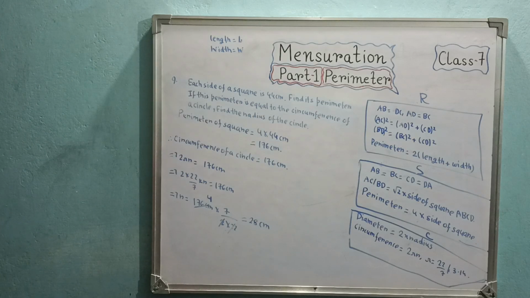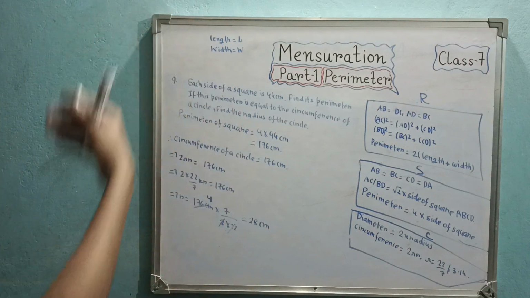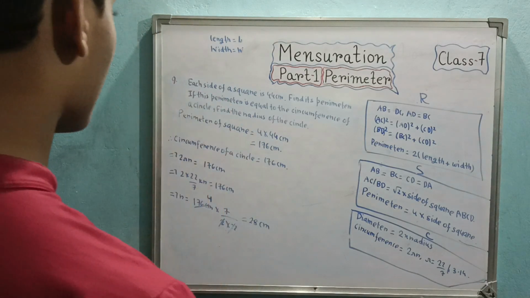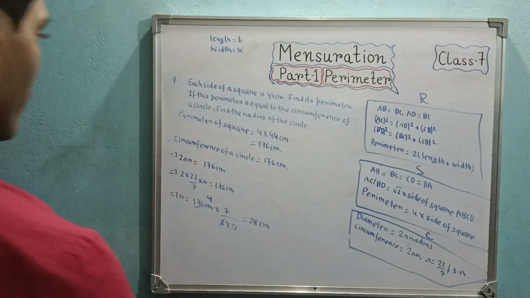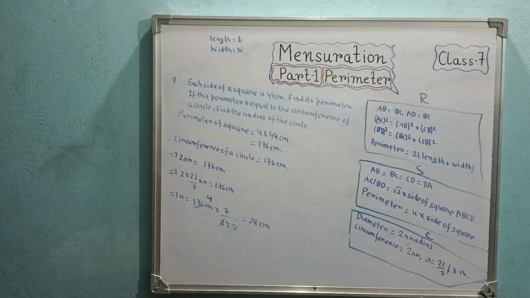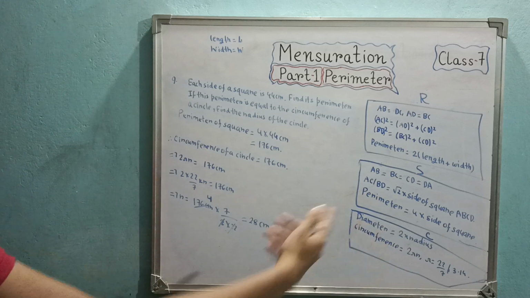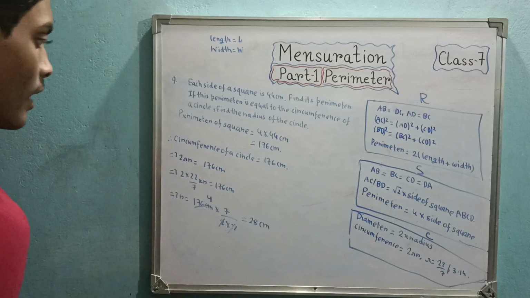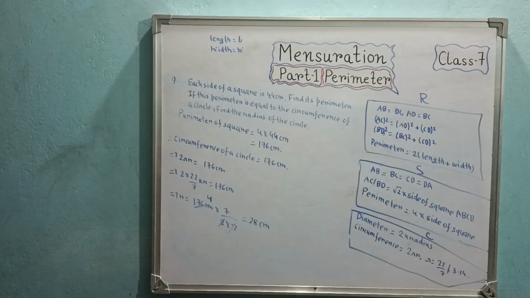So very easy again. First find the perimeter of the square, which is 4 into the side of square, given in the question already. And this perimeter of the square is equal to the circumference of the circle. Now the formula for circumference is 2 pi r. So 2 pi r will be equal to 176 centimeter. Consider pi's value as 22 by 7. Then get your r accordingly by some simple simplifications, which is 28 centimeter here.